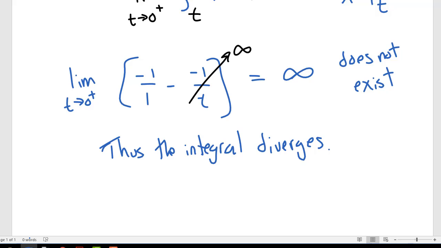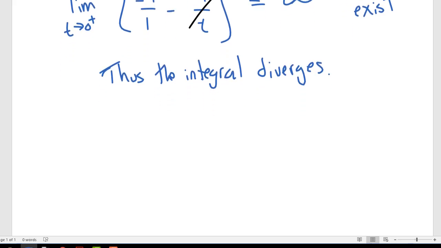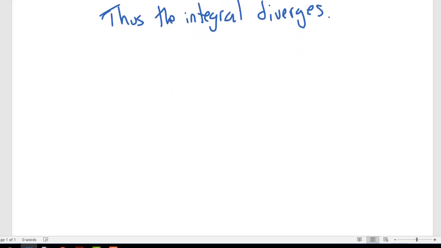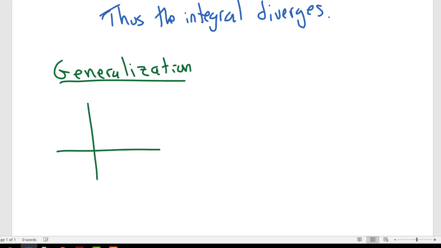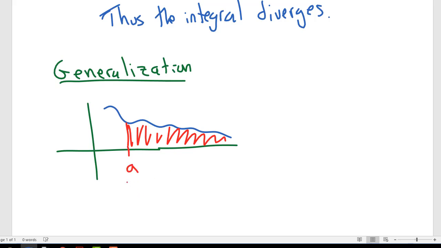All right, let's take a look at a couple more examples here. Actually, before we do that, let's generalize what we just saw. Typically, we call this a type 1 and type 2. So let's do a generalization here. Visually speaking, if I'm looking at a curve where I go to infinity, and I have possibly infinite area, let's say we're going from a to infinity.